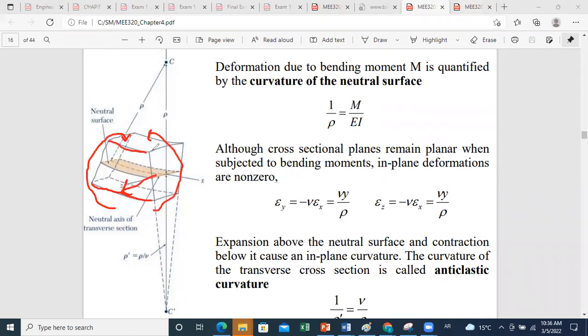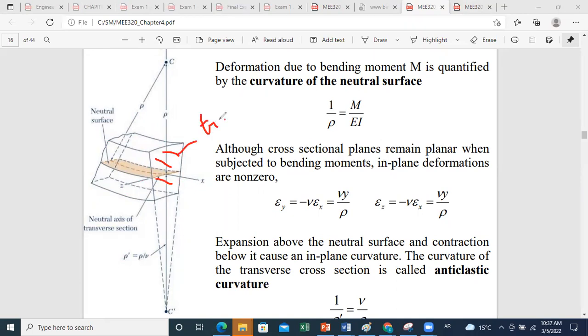And for this bend, the radius of curvature is rho and is determined by the relation 1 over rho equals the bending moment over EI. Now, what about the other section, the transverse cross section? This is called here the transverse cross section. Okay. Also, in this section, you will have formation of a curvature.